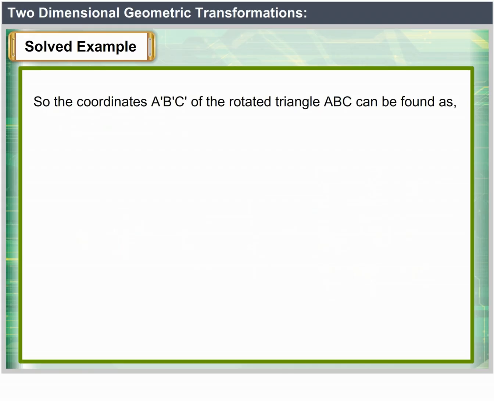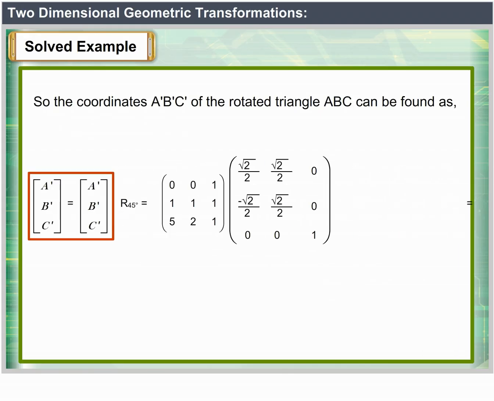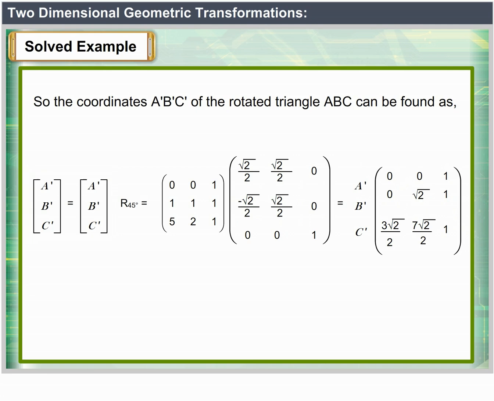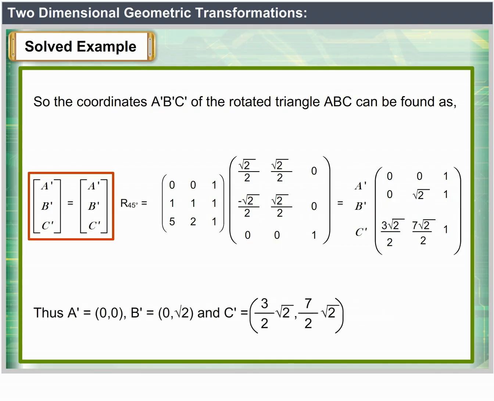So the coordinates A', B', C' of the rotated triangle ABC can be found as shown. Thus A' equals (0, 0), B' equals (0, √2), and C' equals (3√2/2, 7√2/2).